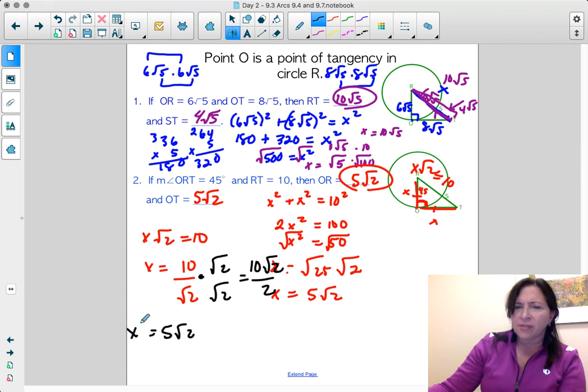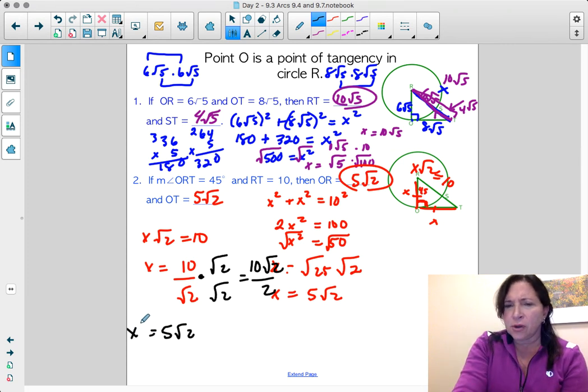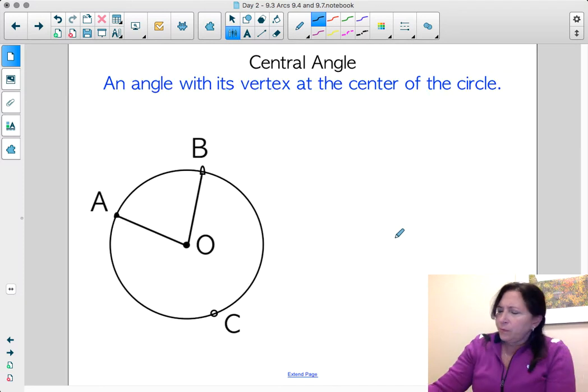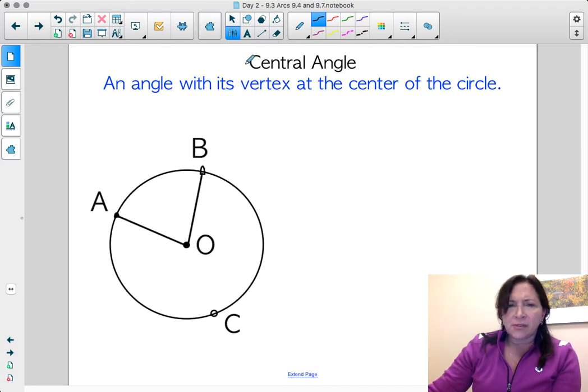So there's a couple of ways I can do that, but just know you can always fall back on the Pythagorean theorem. So the first part of the new topics are central angles.